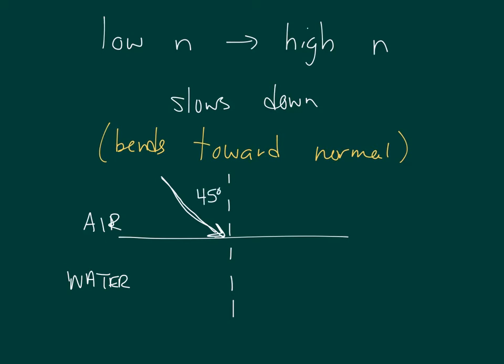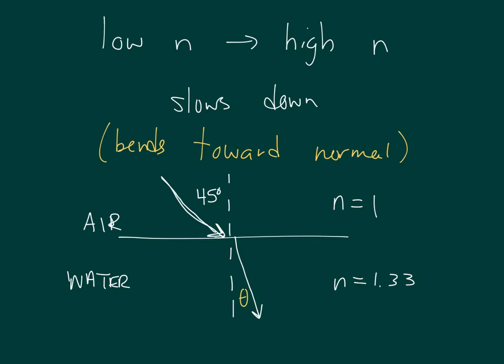If it's going into something that has a higher N value, remember air's N value is 1 and water's N value is 1.33. So to go from one to the other, it has to slow down and bend toward the normal. You can draw a diagram that's exaggerated if you'd like, but recognize that this angle theta here is something less than 45. That's what it means to bend toward the normal.